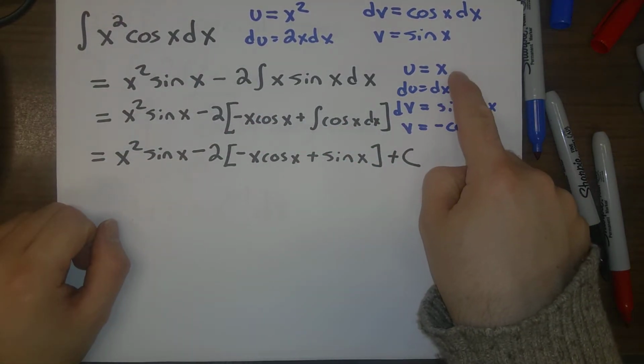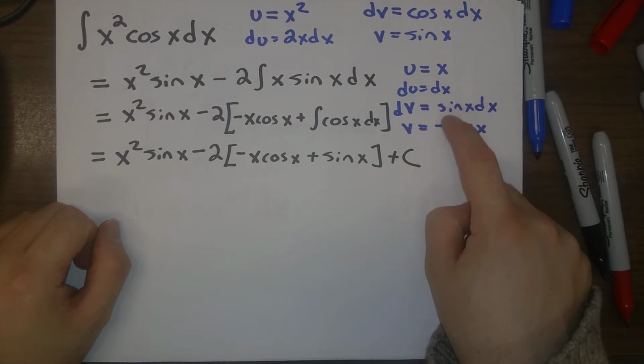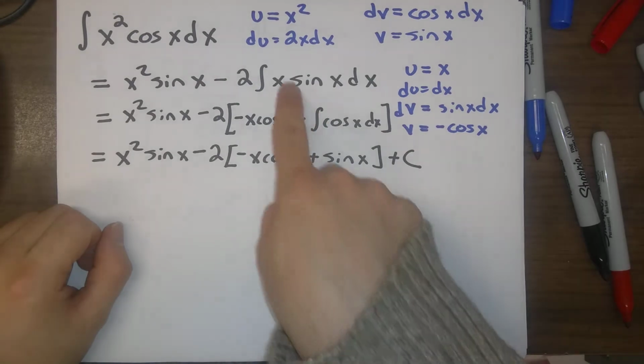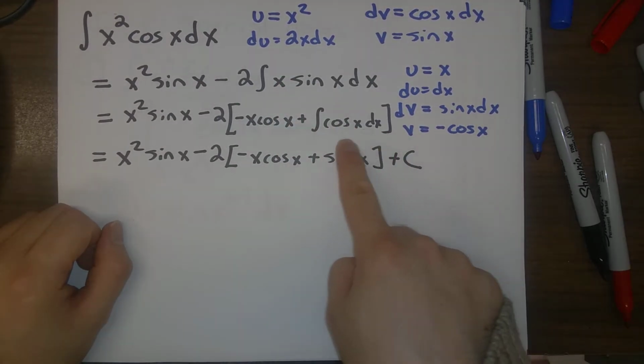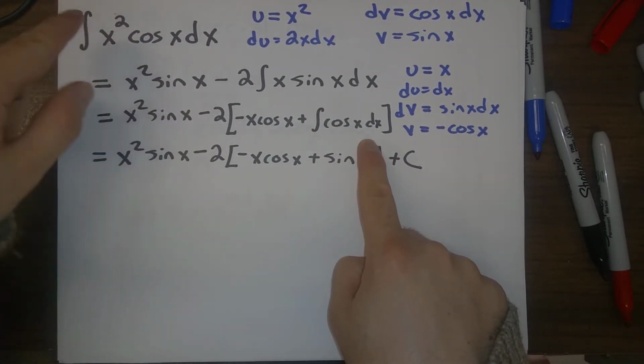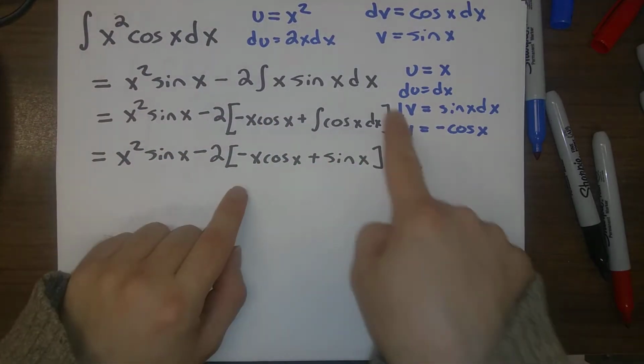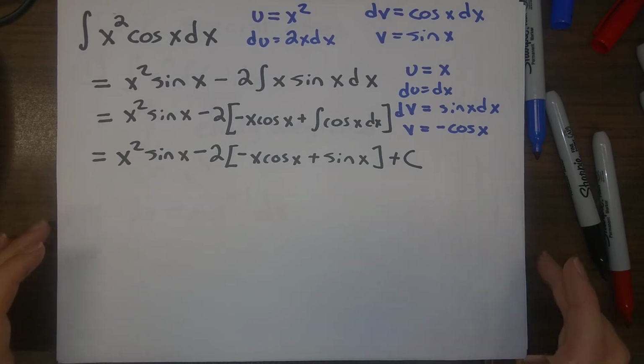And then if we do this one more time, u is x, du is dx, dv is sine x dx, v is minus cosine x. We end up with the leftover integral being just cosine x. So we go from x to the 2 to x to the 1 to x to the 0, and now that's something that we can integrate.